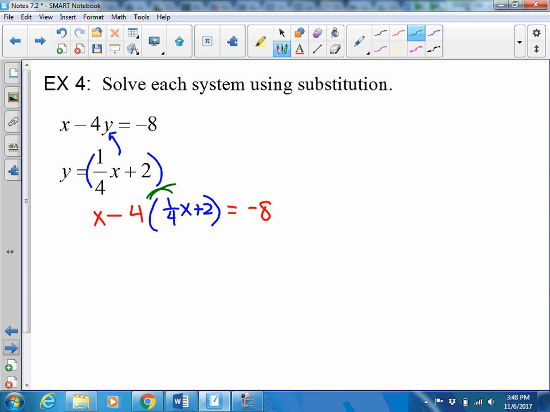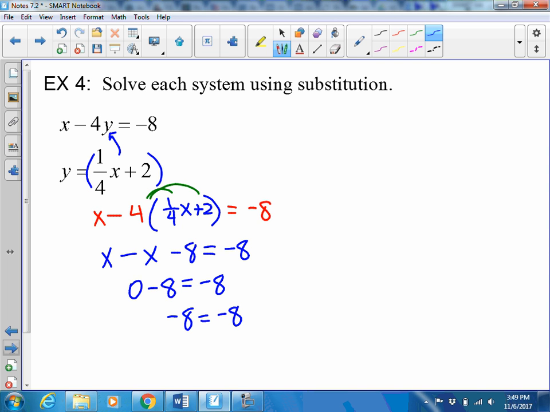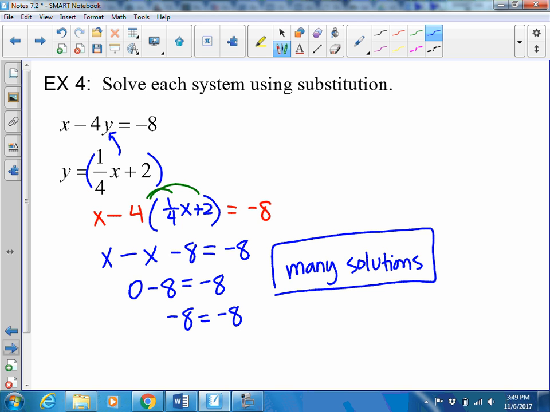Now, I do need to distribute here, and I am distributing a negative 4. So I'm going to have x. Negative 4 times 1/4 x is going to be negative 1x, or just negative x. Negative 4 times 2 would be negative 8. Okay, combine like terms. Well, x minus x is 0. So I really have 0 minus 8 equals negative 8, but 0 minus 8 is just negative 8. So when I get the same number equaling itself, that is our many solutions option. So when your variables drop out, it's either going to be no solution or many, and this is what many would look like in this case.